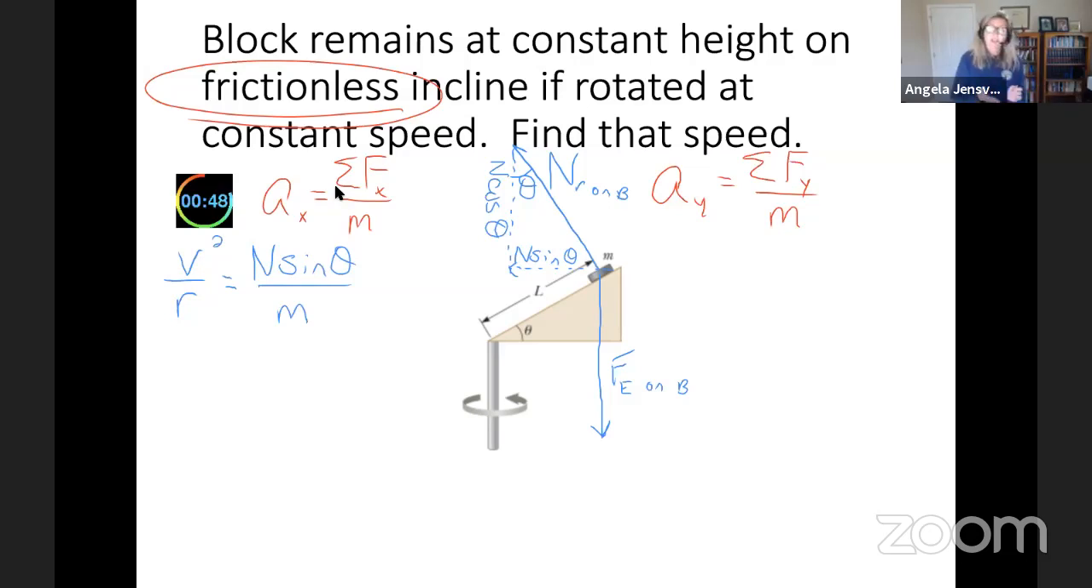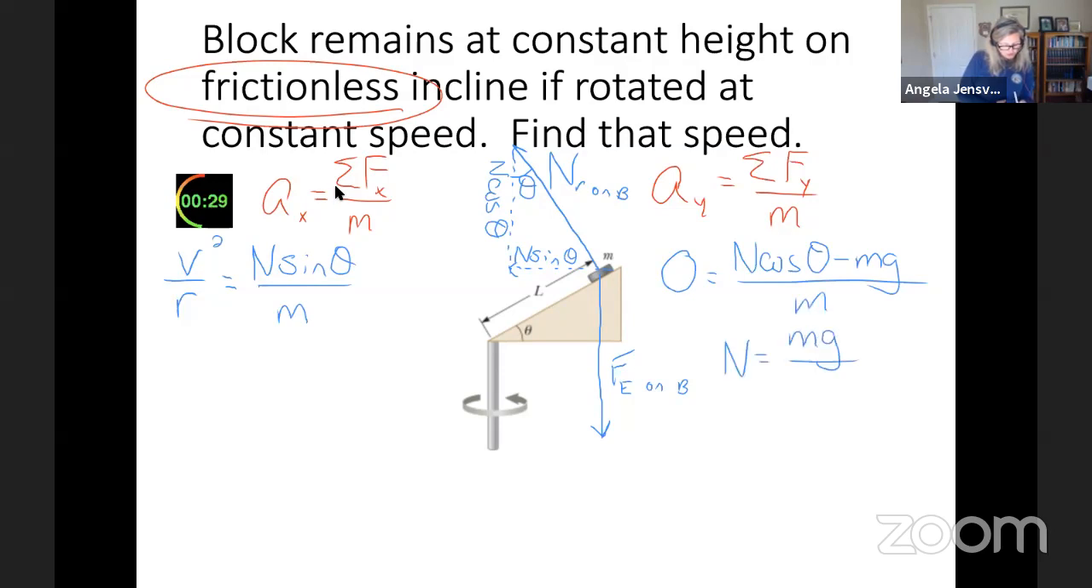So let's go over here to our vertical acceleration. How is this thing accelerating in the vertical? Well, it's not, because it's going to be at a constant height. So 0 equals normal cosine theta minus mg. That's the force of the Earth. So that means normal is equal to mg over cosine theta. Now that we've got normal, we can plug it back in over here.